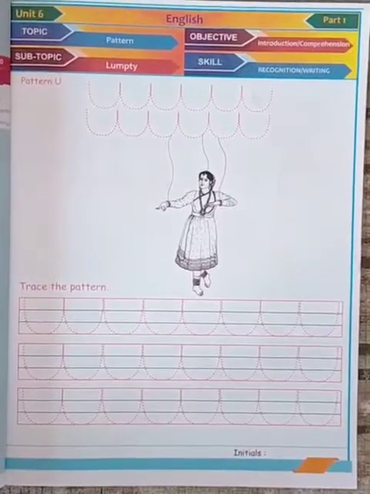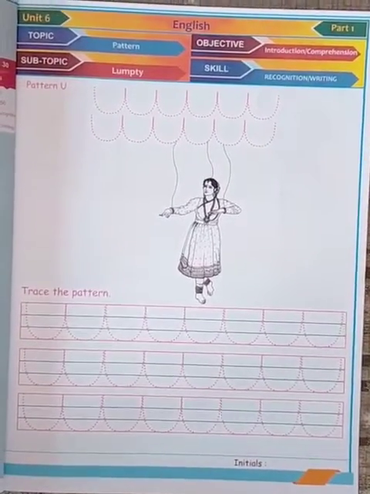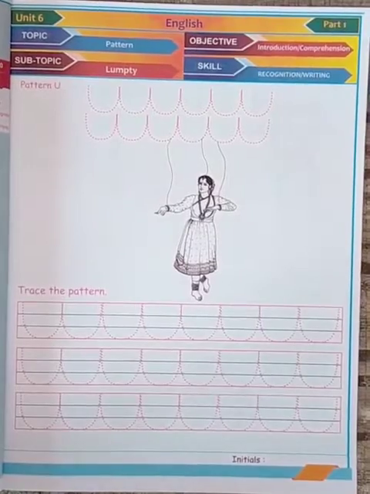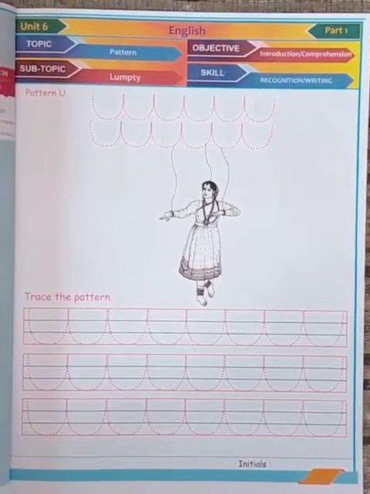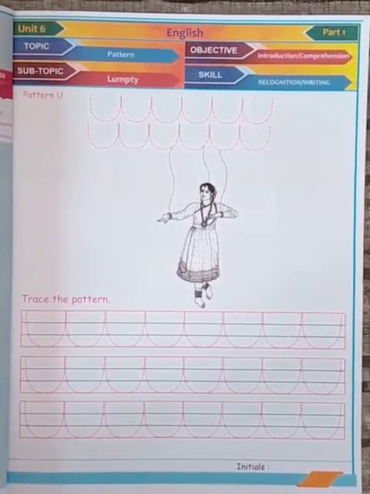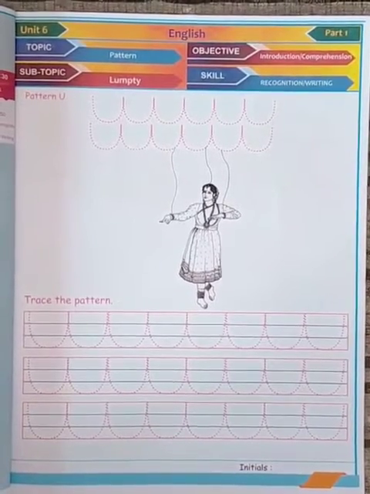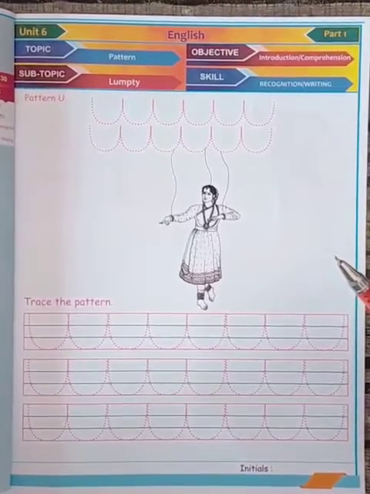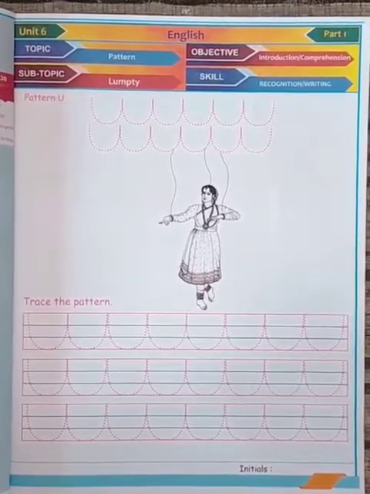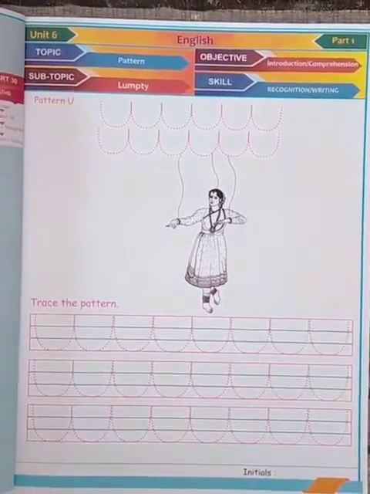Hi kids, today's subject is English part 1 and today we are going to learn about our topic, pattern. Today's pattern is the Lumpty pattern. Okay, so let's find out how to draw this pattern in 4 lines.